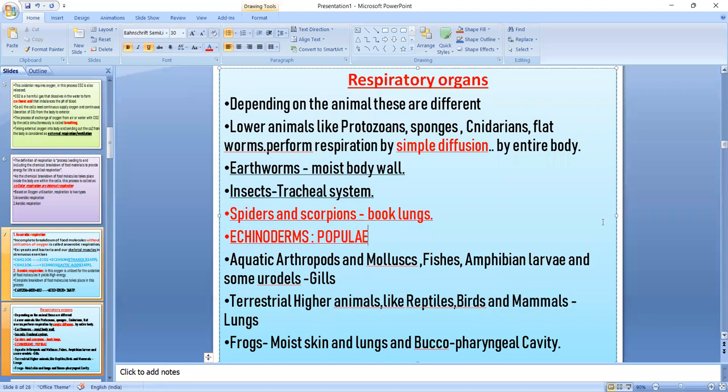You should remember this too. They are the outgrowths of skin.